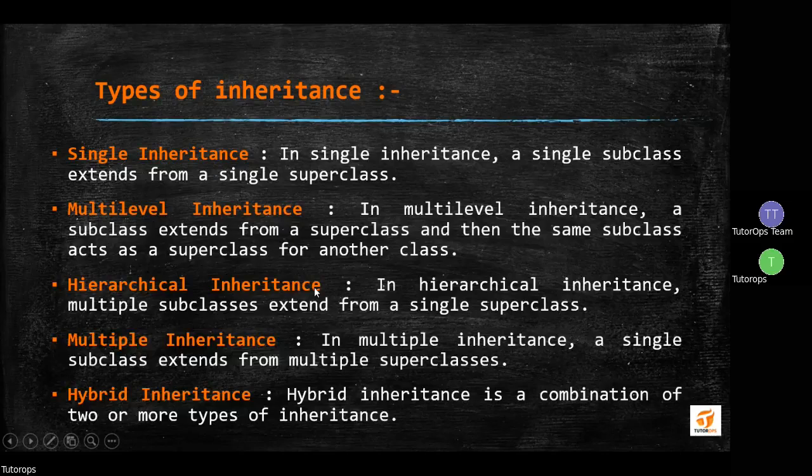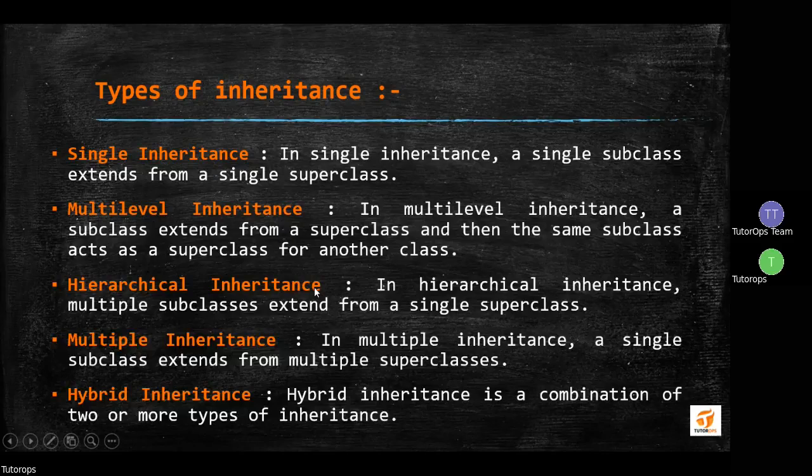Multi-level inheritance. In multi-level, suppose you have class 1, class 2 and class 3. When class 2 inherits class 1 and class 3 inherits class 2, then this is multi-level inheritance. You can increase that also. You can create another class 4 and that class 4 inherits class 3. This type of inheritance is called multi-level inheritance.